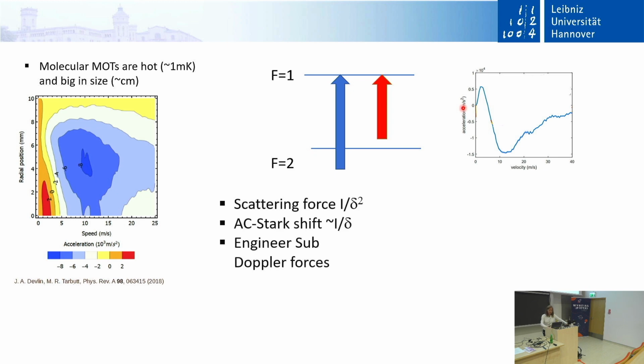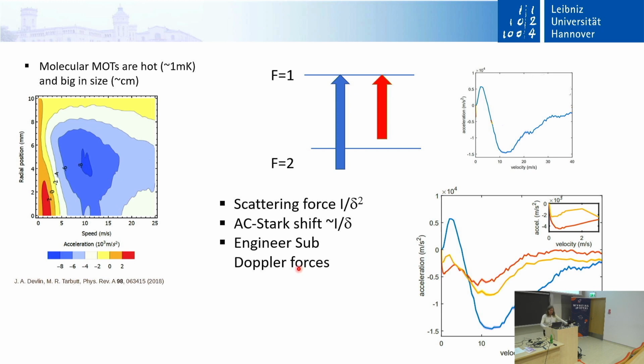And this would be the idea, to just add an additional far detuned laser beam to push the AC Stark shift into the right direction while not affecting the scattering force, and therefore engineer subdoppler cooling force profiles. And this is a simulation where you see again force as a function of velocity. This is this initial bichromatic force scheme. And then you see that you can significantly reduce or even flip the subdoppler heating peak into a subdoppler cooling peak by adding this Stark shift tuning.